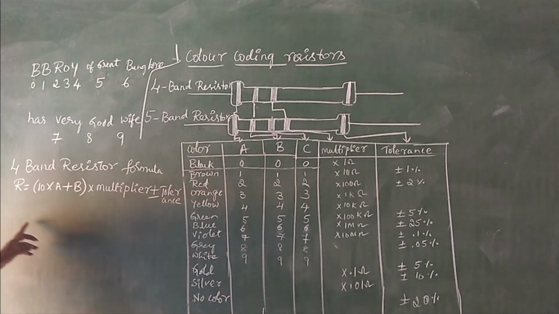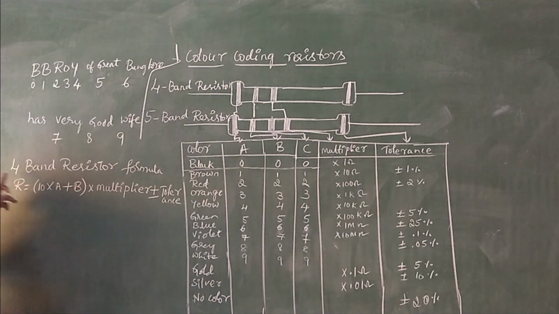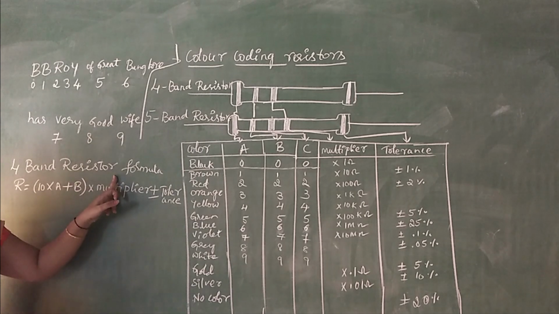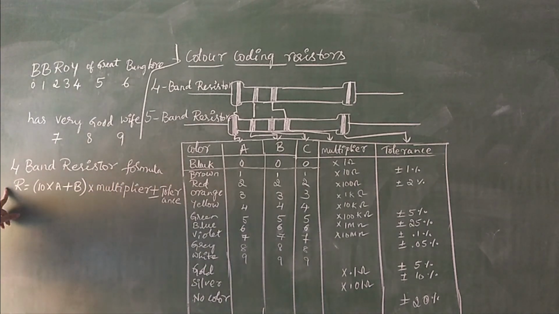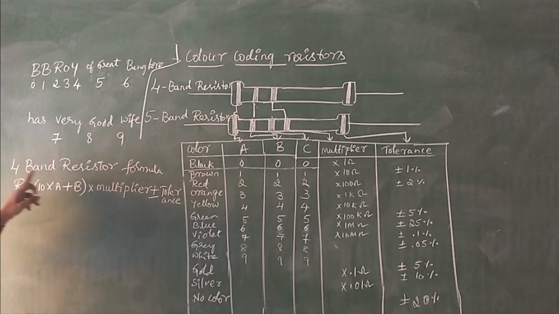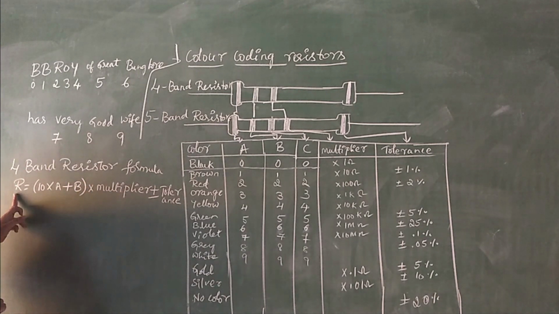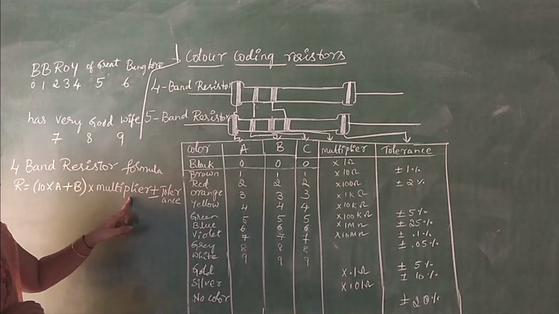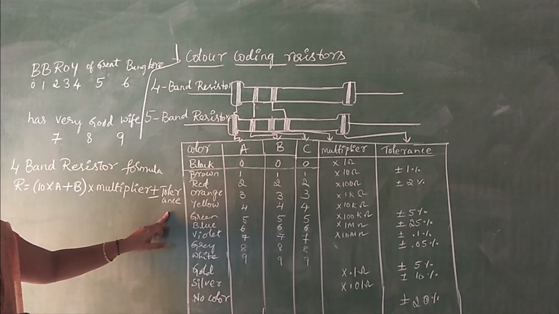First I will take up the 4-band resistor formula. How to determine the value of the resistor? This is the formula used for the determination of the 4-band resistor value: R is equal to (10 into A plus B) into multiplier, plus or minus tolerance.